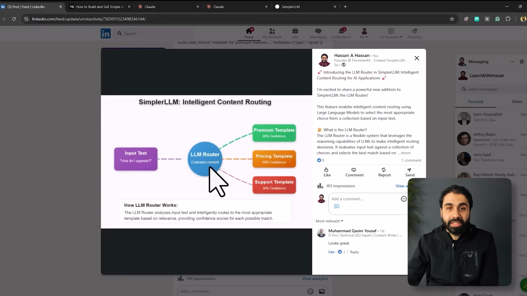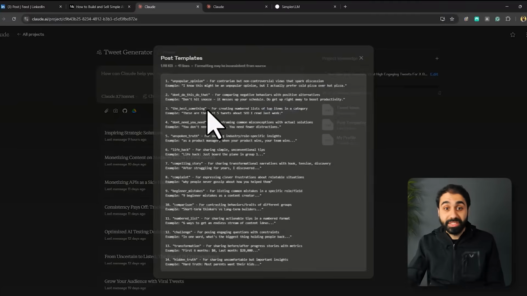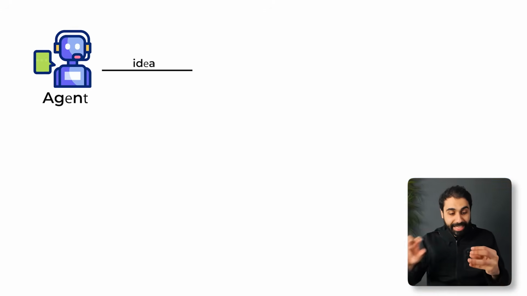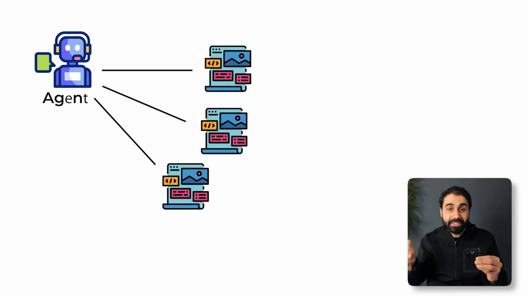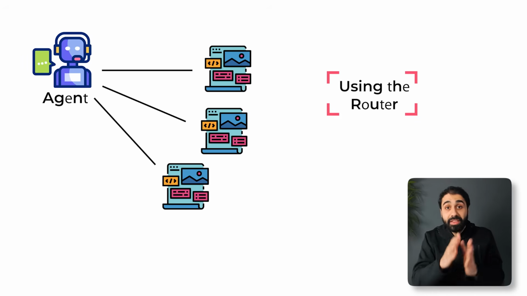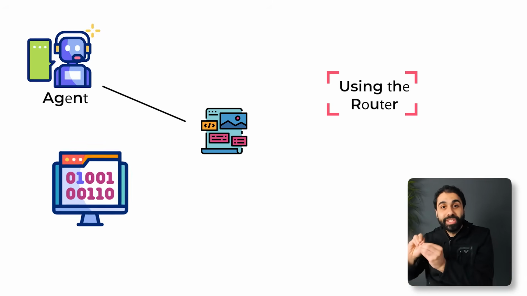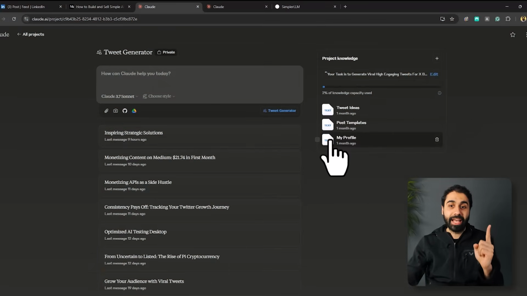So it is simply a router. You give it an input, and based on that input, it will select the best choice. In our case, if you go back to our sample here, we have post templates. So we will feed an idea to the system, to this agent, and based on this idea, it will decide which template is the best. Step 1, using the router. Then in step 2, it will feed the best template and the input again, and generate the output. Of course, don't forget, using our profile, the LLM profile.